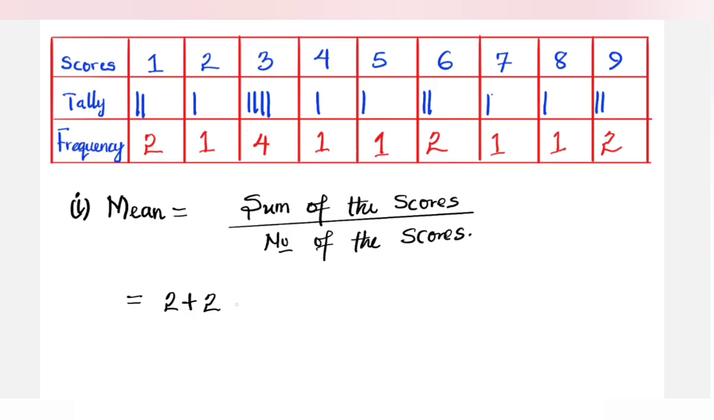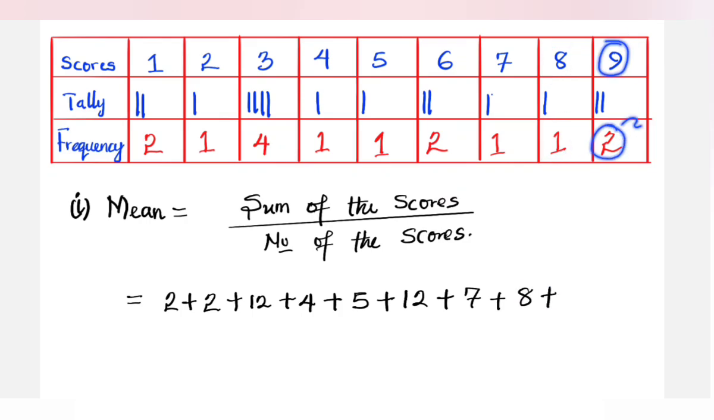That is 3 times 4, which gives us 12. 4 appears once, which is 4 times 1, which is 4. Plus 5 appears once, which is 5 times 1, 5. Plus 6 appears twice, 6 times 2, that's 12. Plus 7 appears once, that is 7 times 1, 7. Plus 8 appears once, that is 8 times 1, 8. And finally, 9 appears twice, which is 9 times 2, 18.